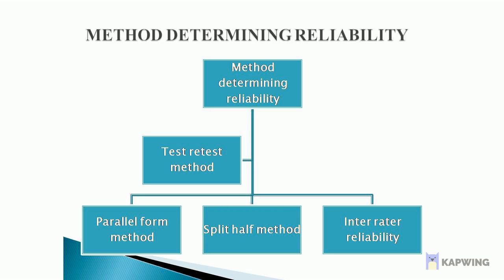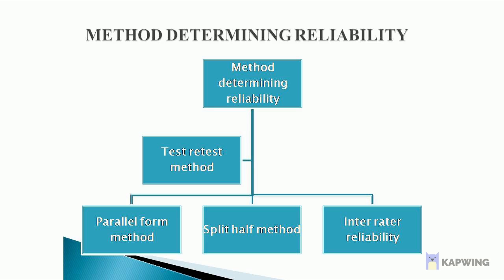Next is parallel form method. Another method of reliability is the parallel form method. In this, Karl Pearson's coefficient of correlation or Spearman's rank difference method is used. Split half method. In this, the test is divided into two halves and scores are collected from both the groups. It is used for measuring the internal consistency of the test, and this method is also known as internal consistency reliability. And Spearman's rank method is used for this method.